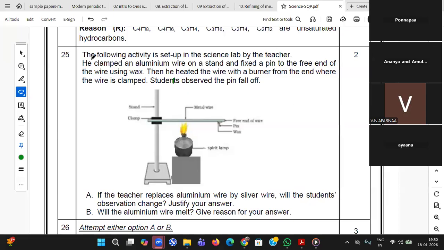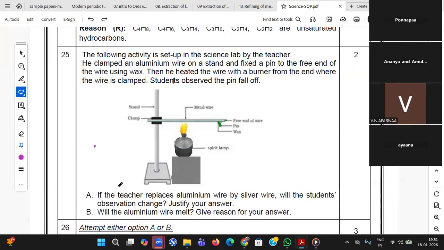So you see, he said there is a setup in the science lab. He clamped this aluminum wire, student, and a small pin is fixed over here, at the free end using wax. Wax means that it can melt easily. Then he heated it with the burner. He started heating this aluminum wire. Obviously the heat will be transferred from here to here, the wax will melt, and the pin will fall.